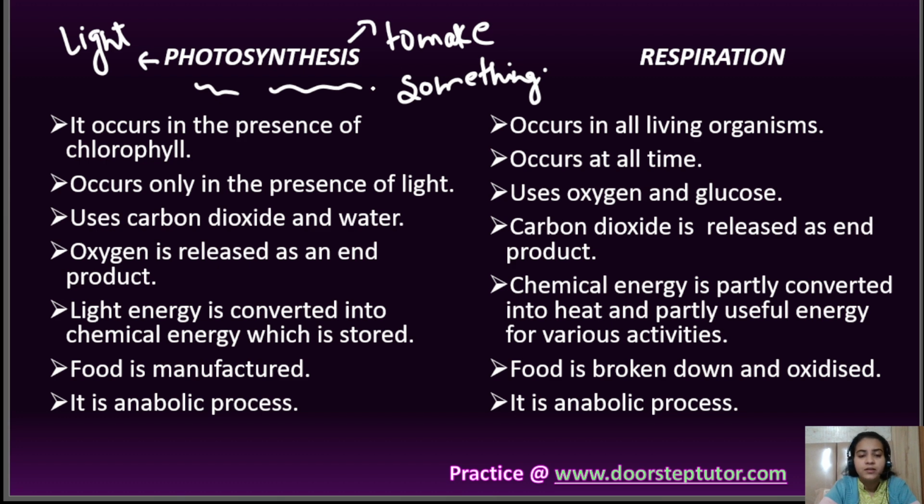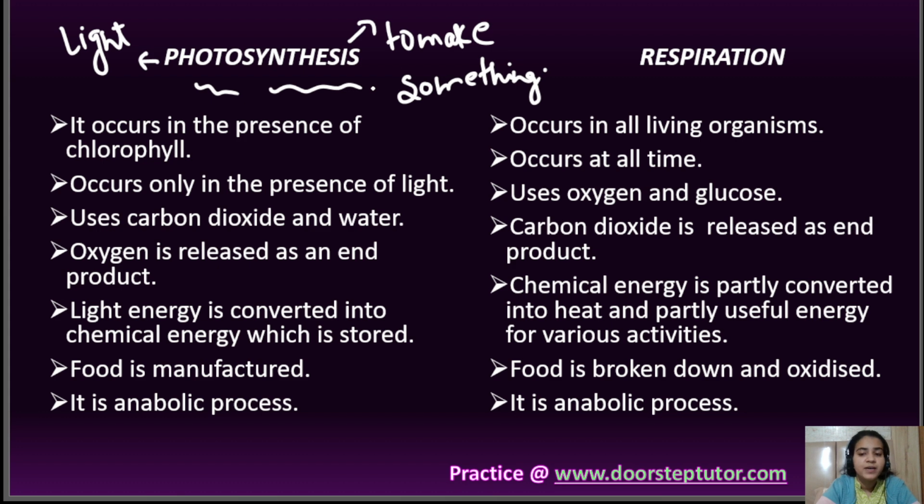Now, light energy is converted into chemical energy in photosynthesis, and this is stored. This chemical energy is stored in the form of food, we can say. And in plants, the food is stored in the form of starch.